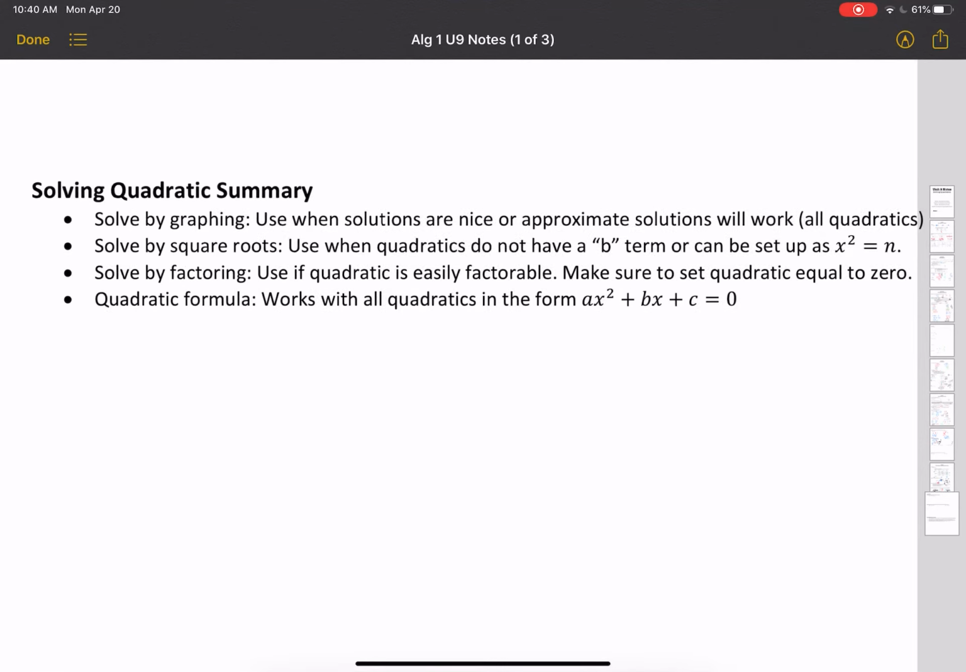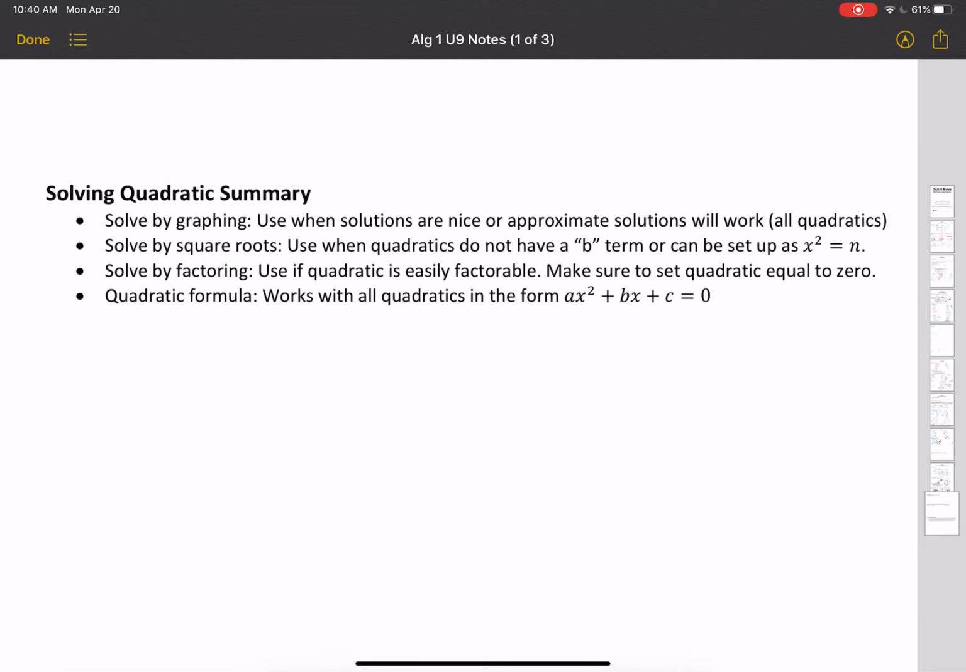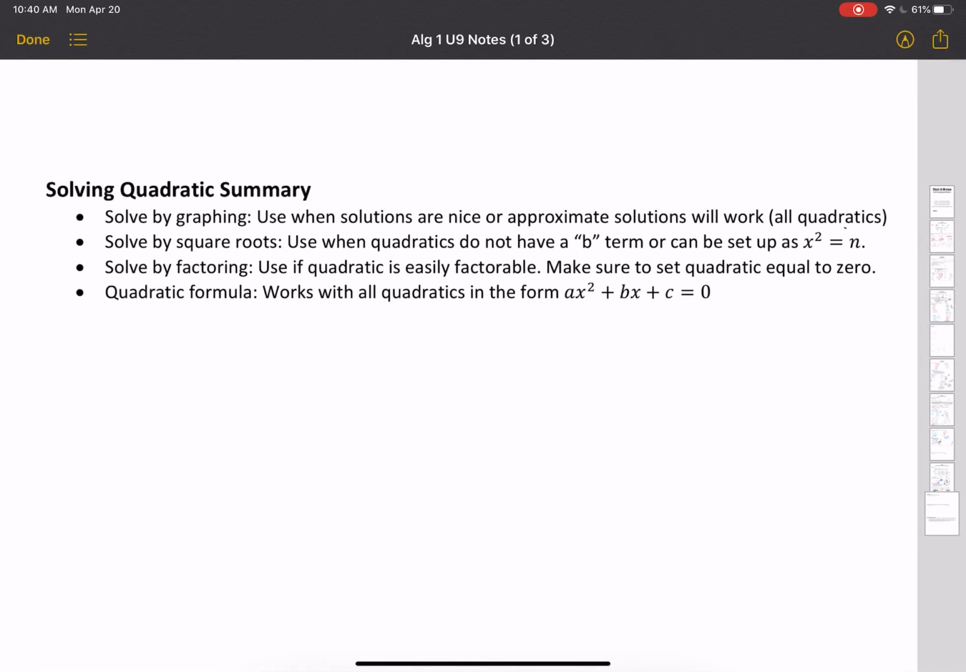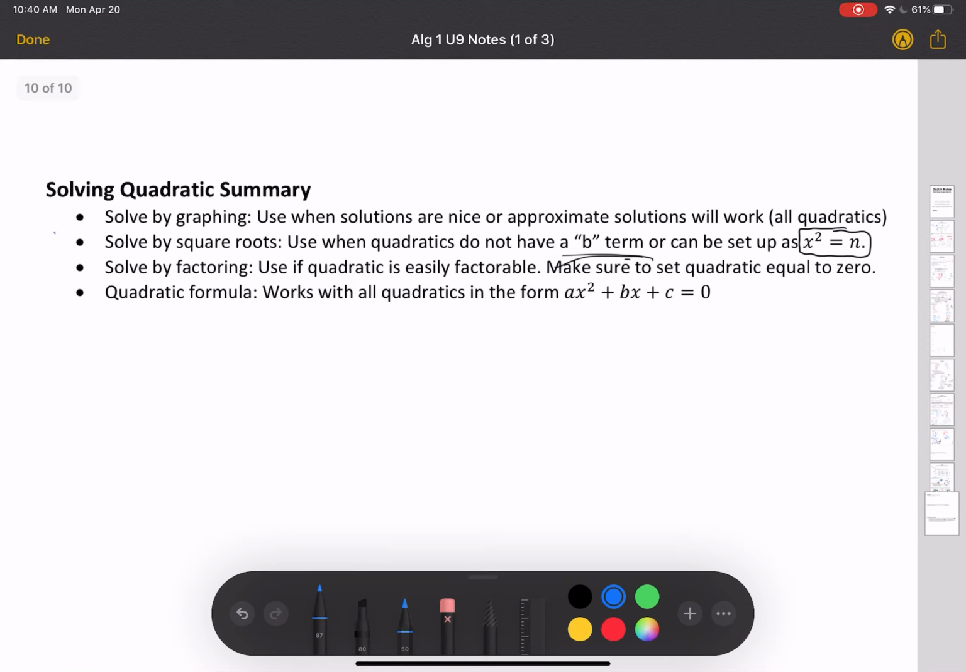Okay, here is a good solving quadratics summary. So, solve by graphing. That's how we started this. We look at the x-intercepts. If they're nice, or if we can just approximate them, that's going to work. Solving by graphing is going to work for all quadratics because we can use our graphing calculator. Solving by square roots. That's when we can get it set up as x squared equals a number, which means that there's no b term in our standard form, because we can just have x squared equals something. We can square root both sides. We have to make sure we remember our plus or minus when we take the square root of both sides.